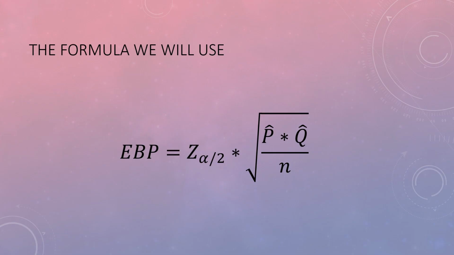Now this is our big important formula that we're going to use, by taking all those numbers that we just had and putting them in the formula. EBP is our error bound proportion, and that's going to be our critical score times the square root of P prime (P hat) times Q prime (Q hat), divided by n, which is our sample size.